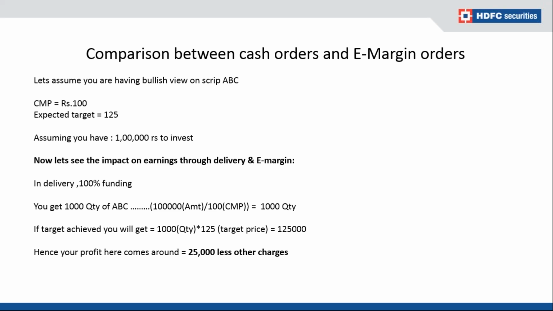Okay. Now let's assume that the stock goes up and reaches your target of 125 rupees. What will happen in that scenario? You will be making a 25,000 rupees profit. Okay, this is for a normal cash order.